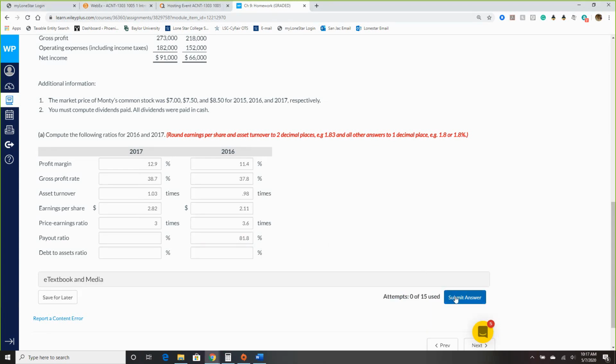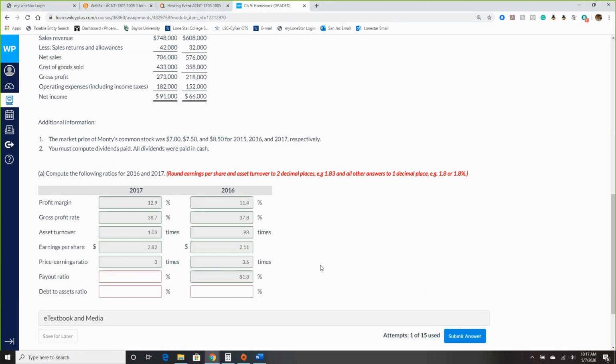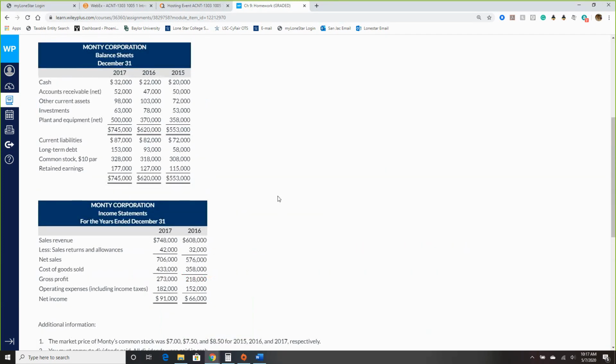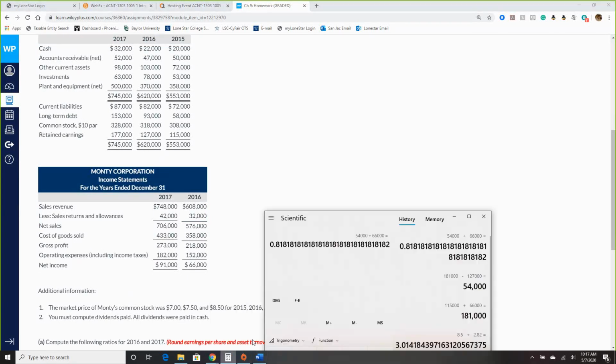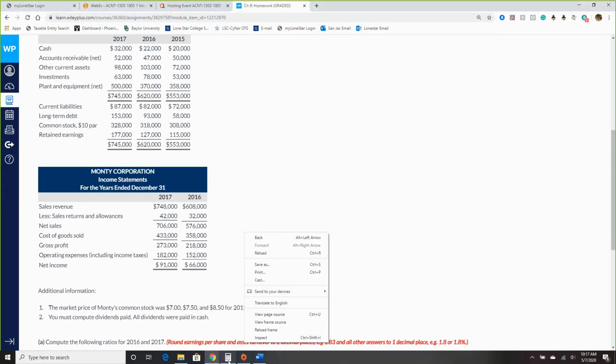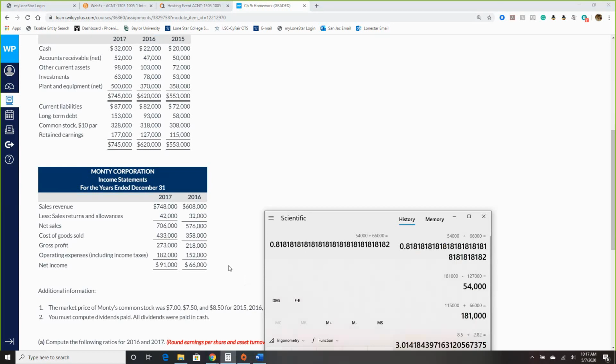Okay, I'm going to go ahead and submit. I want to check to see if that was the right way to go, since they want us to keep dividends. And that was right. Okay, cool. So again, 17, we'll go through the steps again. That's how we figure out that dividend payout ratio is using retained earnings and remembering our retained earnings statement.